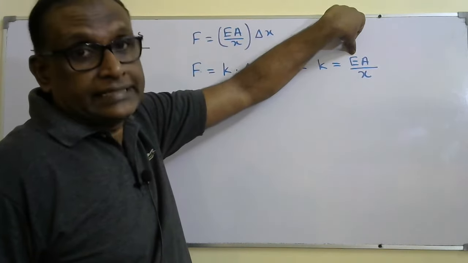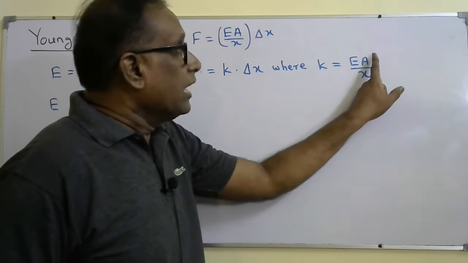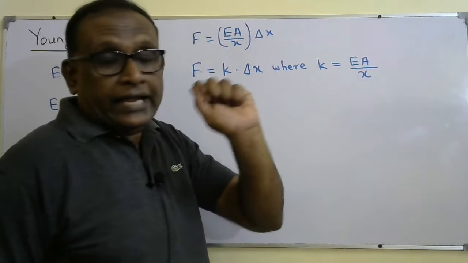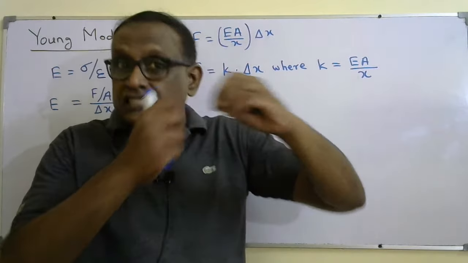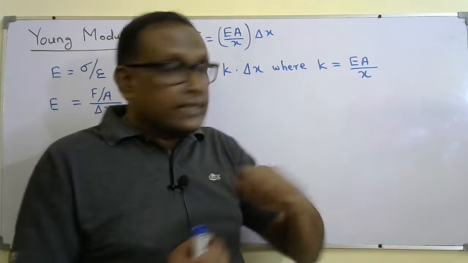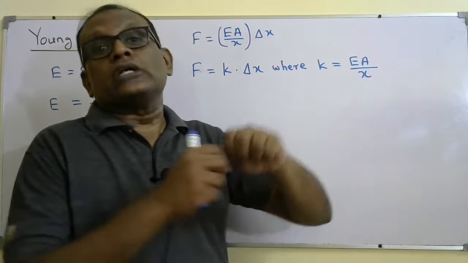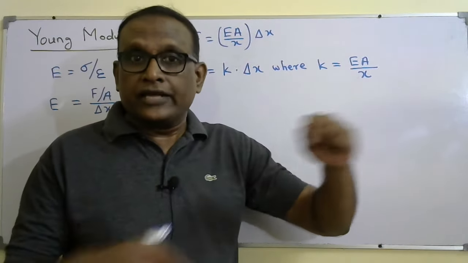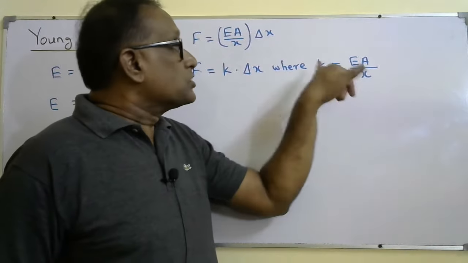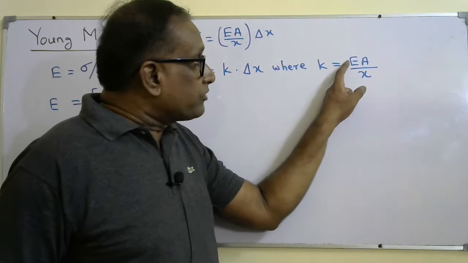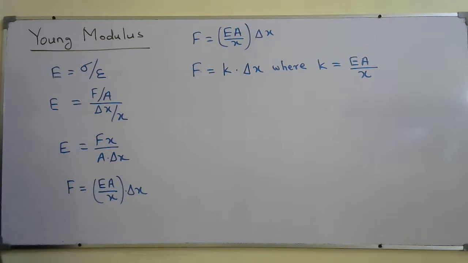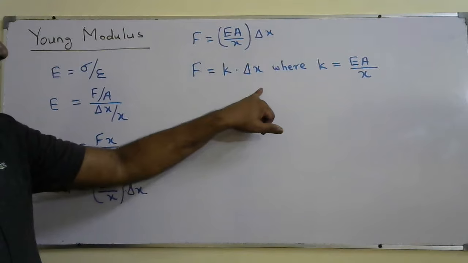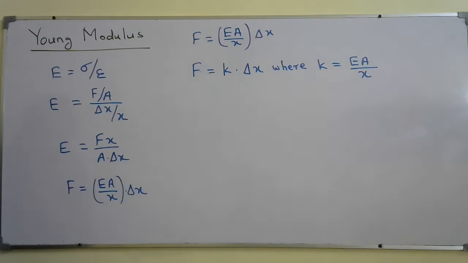Also we said that K depends on the dimension of the material, that is, K depends on the area of cross section of the wire if it is a wire, or the area of cross section of the wire used to make the spring, that is A. x is the total length of the wire, or the total length of the wire used to make the spring. So K depends on the type of the material and the dimension of the material used in the sample. So F equals K delta x, where K is the force constant or spring constant.